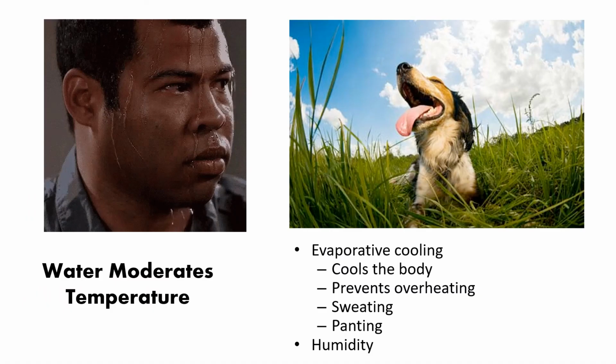Water will also help with evaporative cooling in our bodies. When you have evaporative cooling, or like we like to call it, sweating, you are having water that's being released from your body, and through that process, you are getting rid of heat. So it cools the body, it prevents overheating, and we sweat, but other animals that aren't able to sweat will do things like panting.